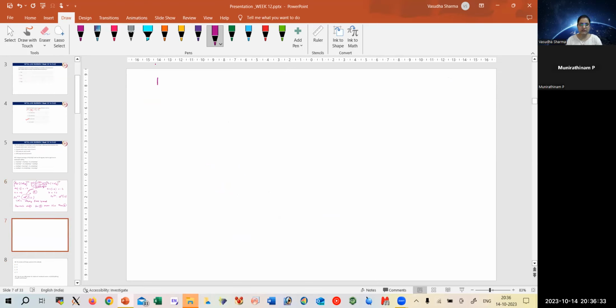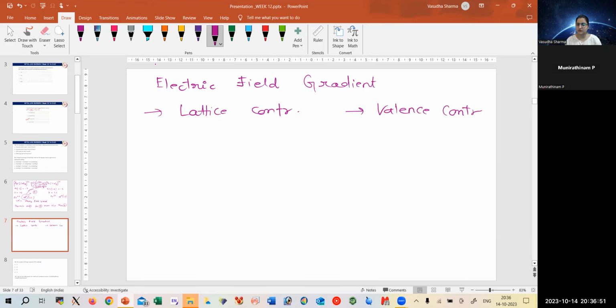In electric field gradient, we already know that electric field gradient is dependent on two factors. One is lattice contribution, and another one is valence contribution. So in case of iron in +2, d6 low spin, and iron +3, d5 low spin, their coordination is the same because they are surrounded by the CN ligand. That's an octahedral. So when octahedral field is there, we don't consider anything else.